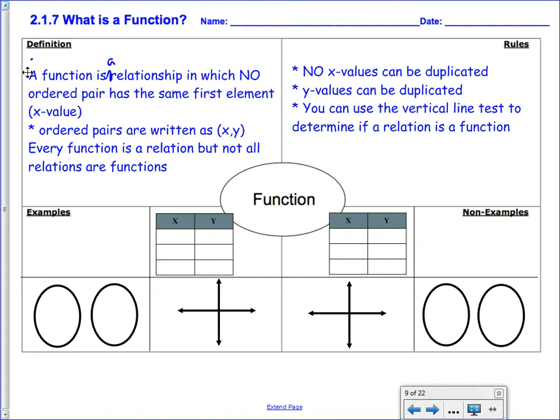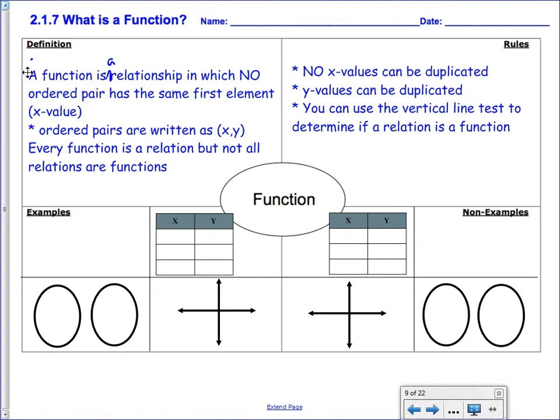So the rules: no x values can be duplicated. We saw that in mapping, in your table of values, and through a graph. Y values can be duplicated, though. You can use the vertical line test to determine if a relation is a function. That's one of the methods we would use to figure that out. It's a nice easy test when we have a graph.